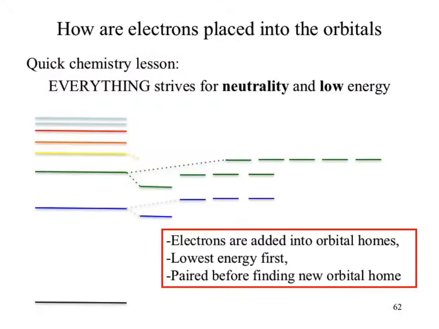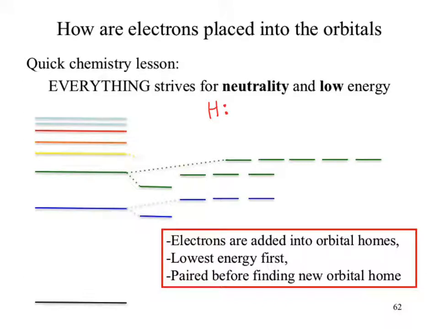Okay. So when we go through to build these, our electrons are added into orbital homes. Lowest energy first, we pair before finding a new home. So let's take a look at hydrogen. So we've got our nice little picture here, or at least what I think is nice, and I've had several people tell me it's not nice. I would say you could just leave now, but that's also equally not nice.